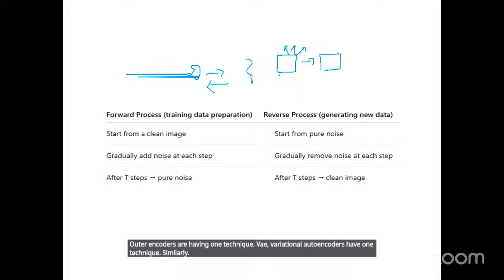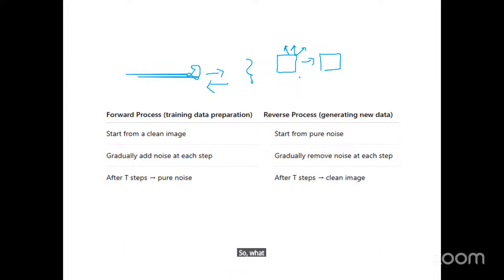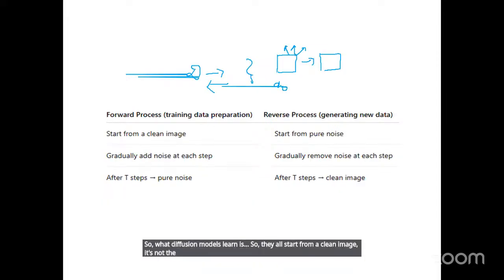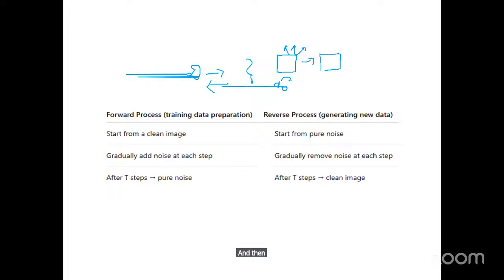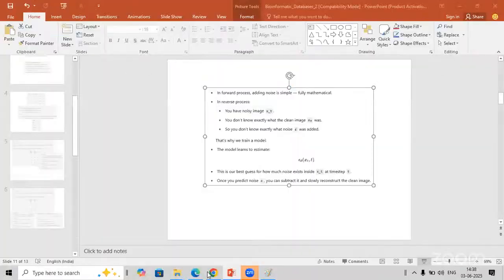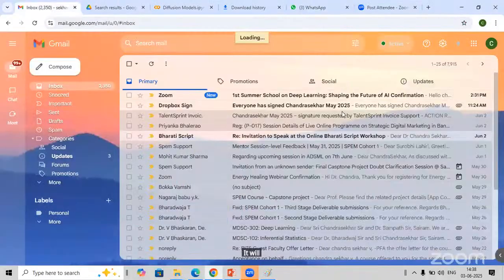Similarly, the diffusion model. What diffusion models learn is, they all start from a clean image, X not, the input which we give, and then we add a small noise. Now the image contains both the noise part and the image part. Slowly we are learning parts of the image, subsets of the image. As I move on, we again increase the noise content. So image part, noise part. Like this, we keep on adding the noise part.